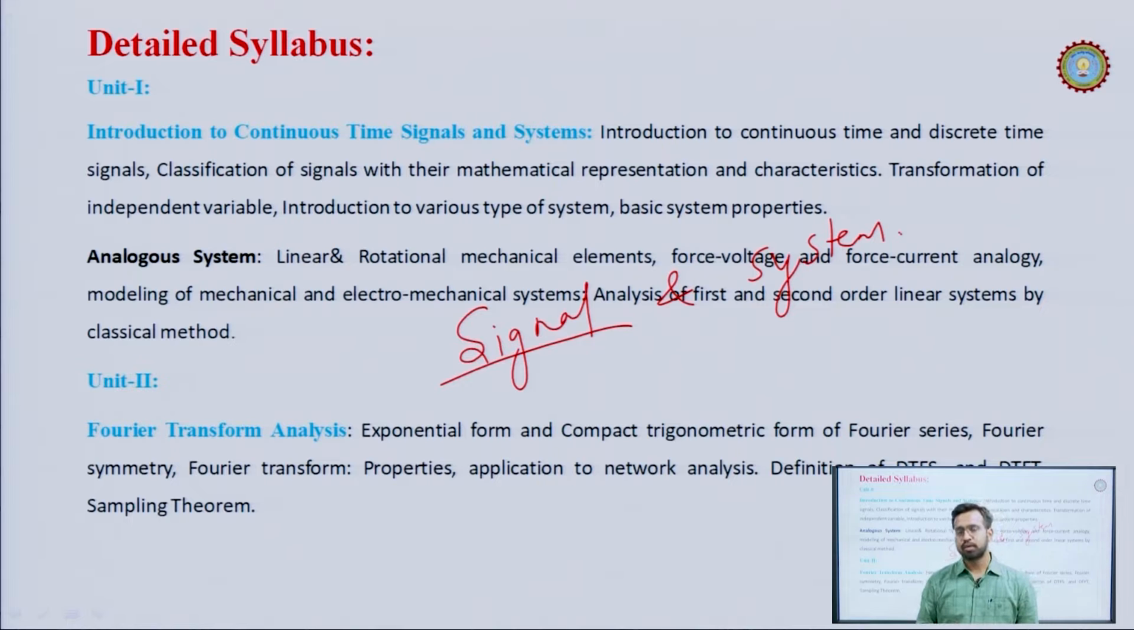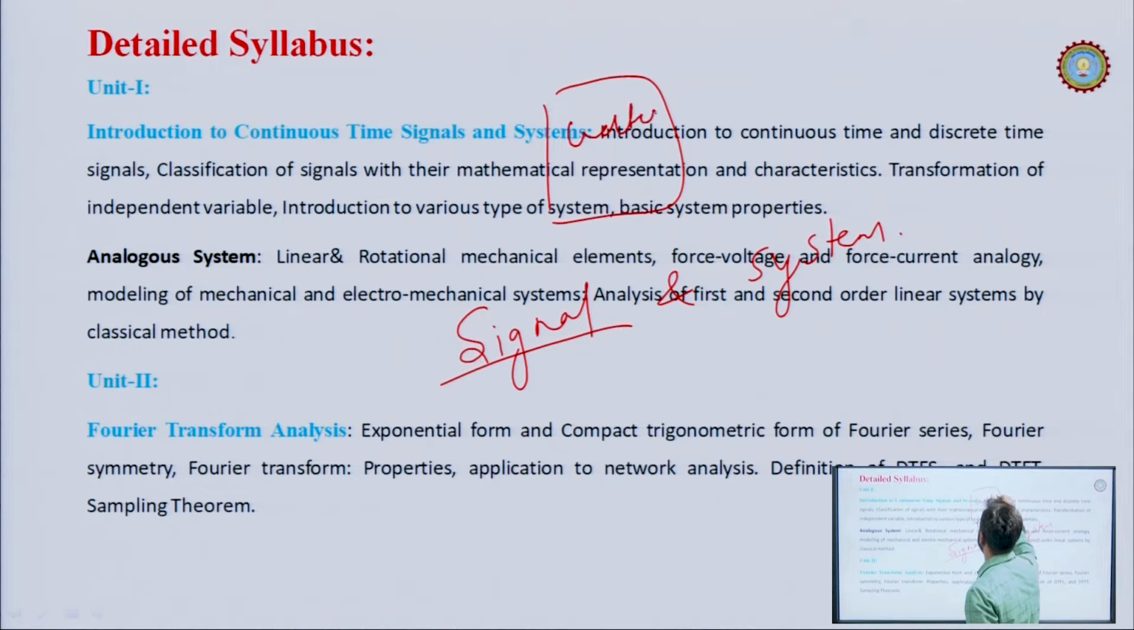Similarly, what is a system? Suppose you give an input and you get an output. There must be some difference between input and output. The change of input into output is done by a system, and that system defines its properties. So, what can be systems? For example, suppose there is a water geyser, and what do you give?